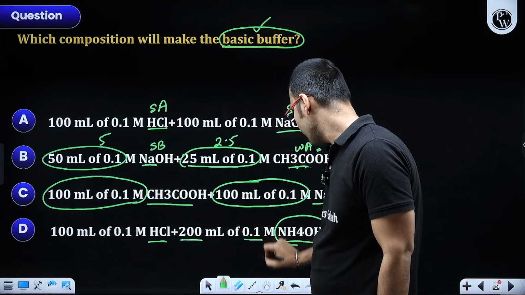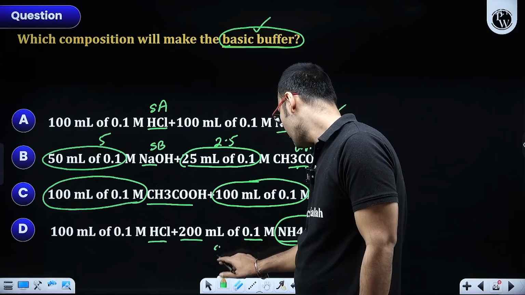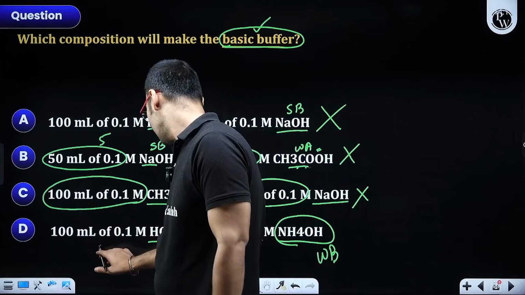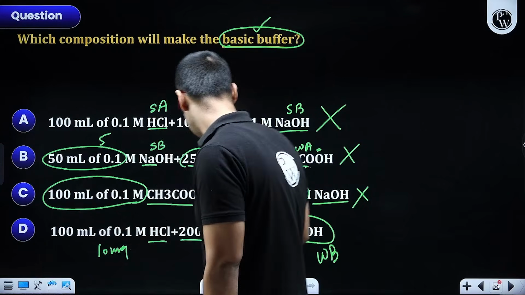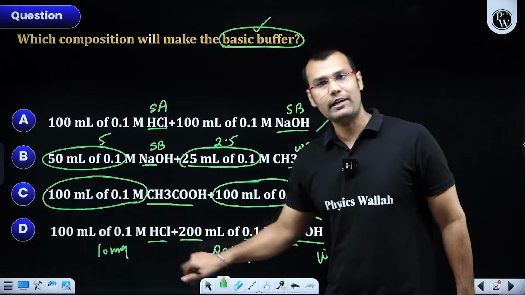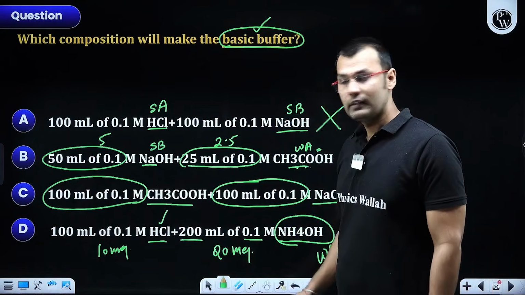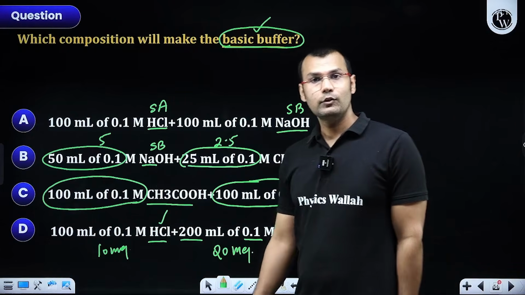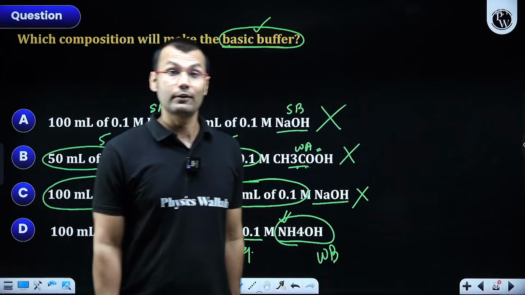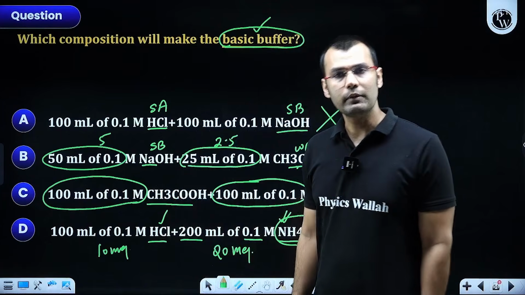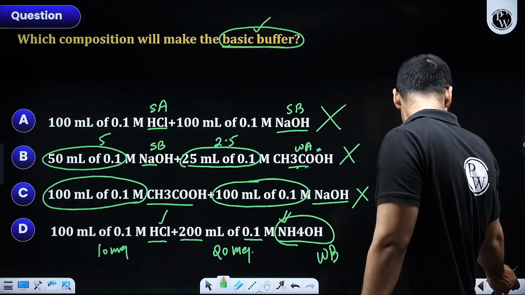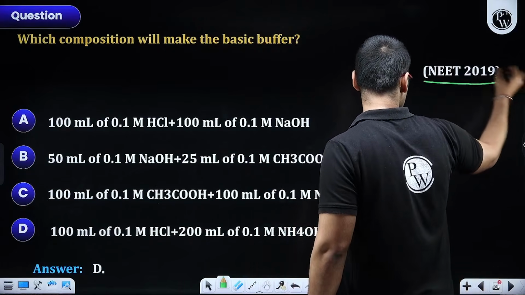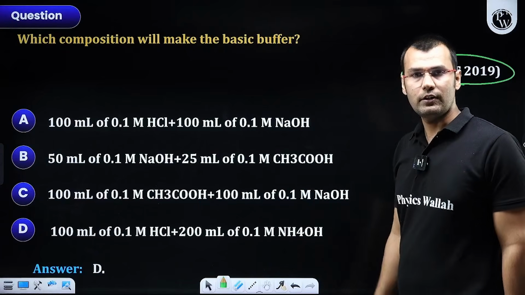200 ml into 0.1, so it is almost 20 milliequivalents, right? And 0.1 into 100 into 1, this is 10 milliequivalents. So here clearly the weak base is in more amount. After the reaction, HCl will be completely consumed. Some NH4Cl, your salt, will be formed, and some NH4OH will be left. So finally, you will have a mixture of weak base and its salt, and that will function as a basic buffer. So in this question, of course, the answer is D. And this question we got in the NEET 2019 examination, right?